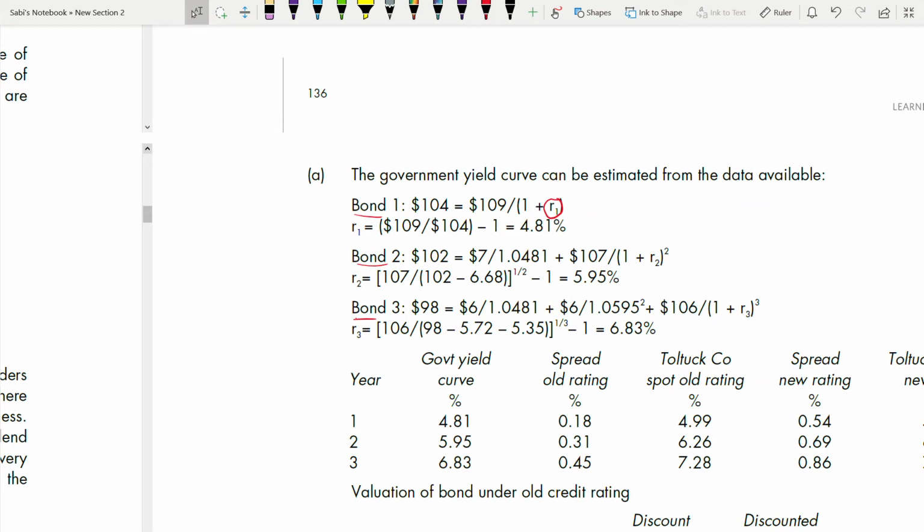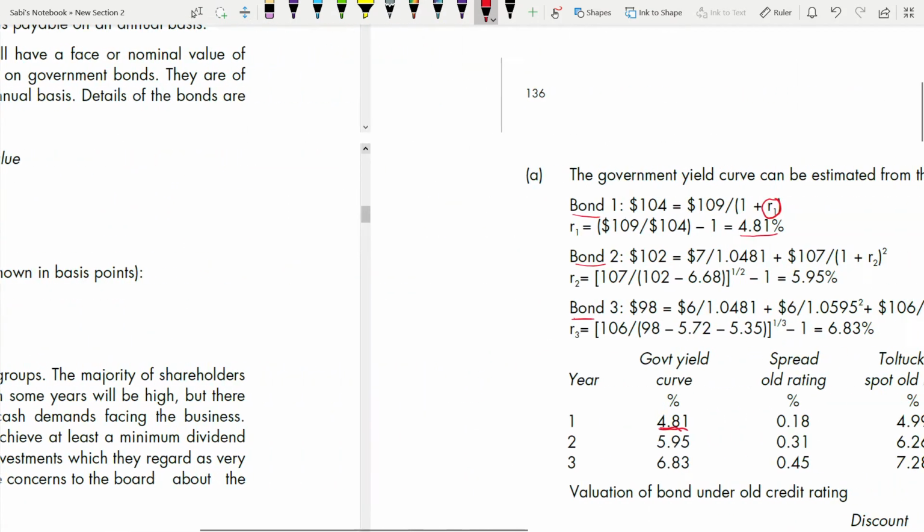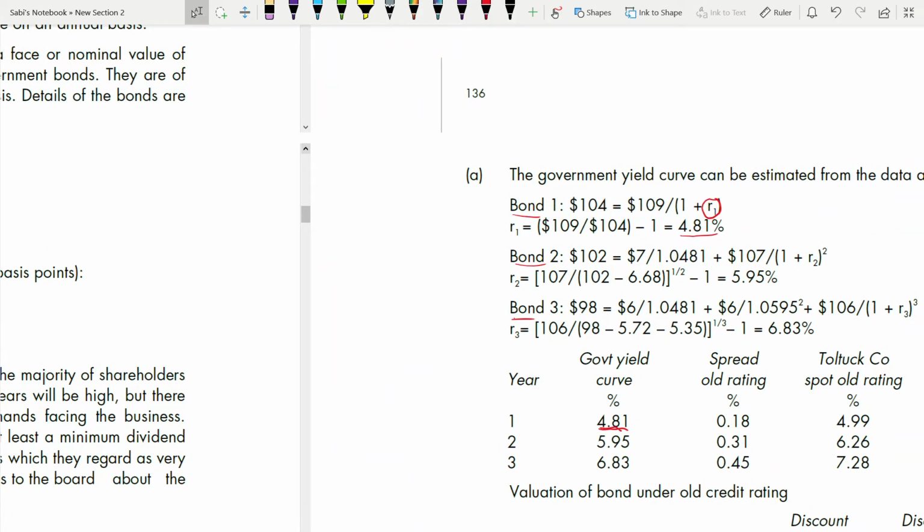That's why 109 divided by 1 plus r is equal to 104. If you want to find this r, just make r1 the subject. So it will be 109 divided by 104 minus 1, and you get r1. Exactly, for year 1 you are taking this rate. Likewise for the second one also. For the second one, the bond value is 102, the current market value. On the right side of the equation, it has to be the current market value. That's how we find it.